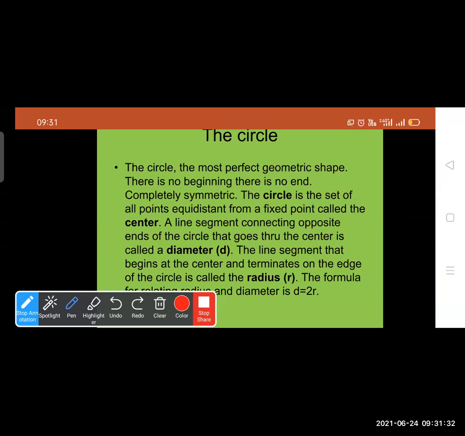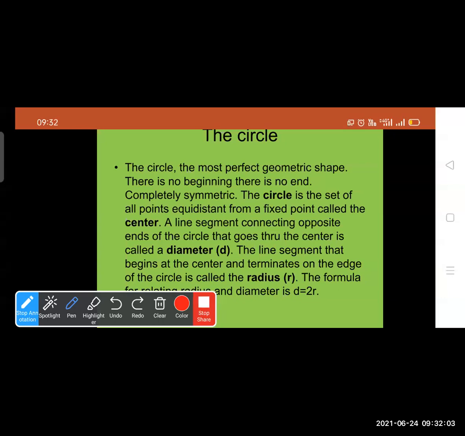So circle, it is a perfect geometrical shape. There is no beginning, no end, and it is completely symmetric. Symmetric means you can look at it from anywhere and it will look the same. The circle is a set of all points equidistant from the fixed point called the center. Means from the center, if you see any point on the circle circumference, you get an equidistant point from the fixed point, that is called the center.